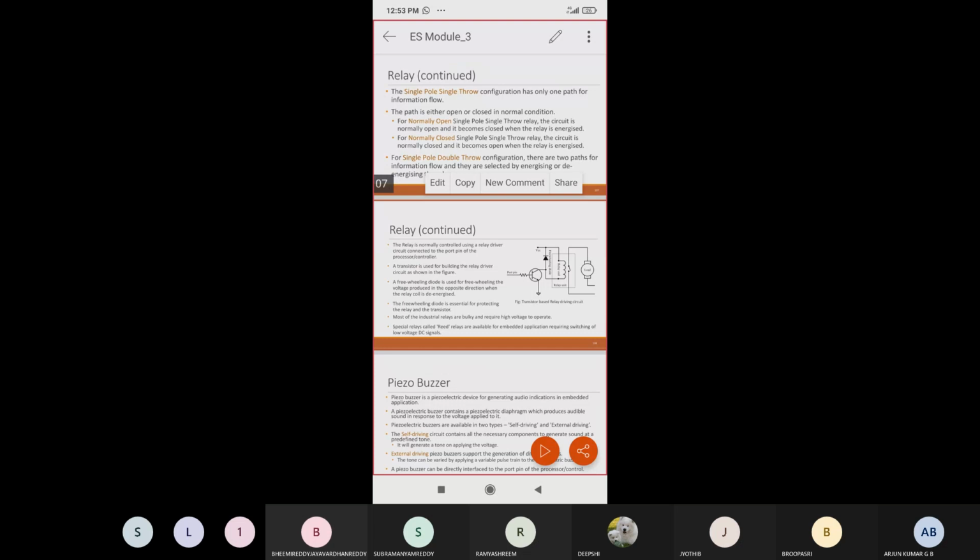Then the freewheeling diode is essential for protecting the relay or the transistor. This is a very important thing: protecting the devices. For every transistor, in any electronic circuit, there is a freewheeling diode to protect the particular relay coils or devices. Most of the industry relays are bulky and require high voltage to operate. Based on the capacities, there are big, large relays. That's why they require a higher voltage rating.